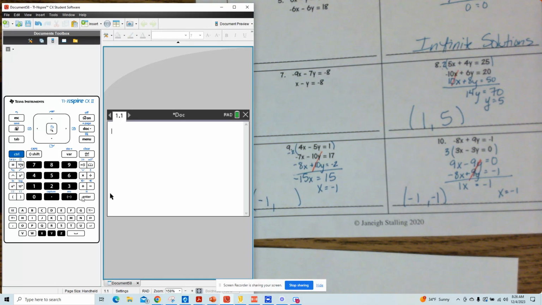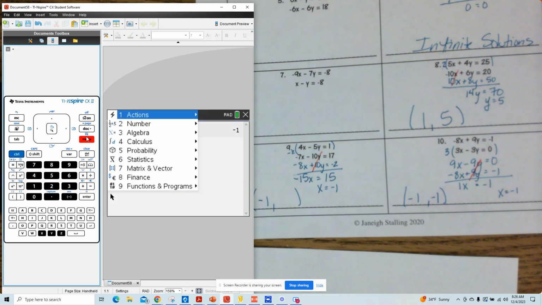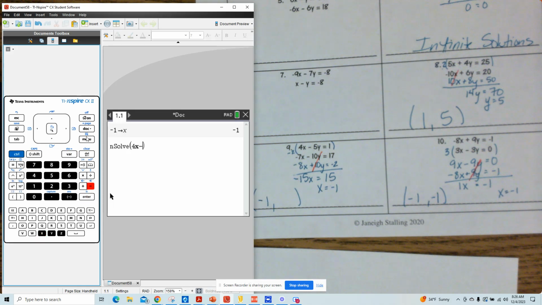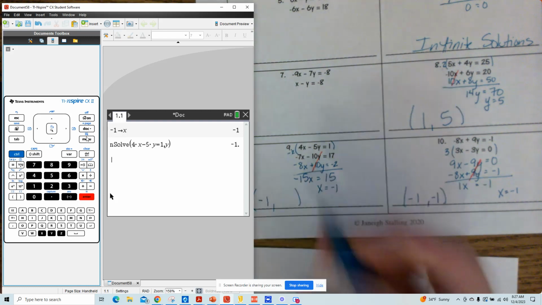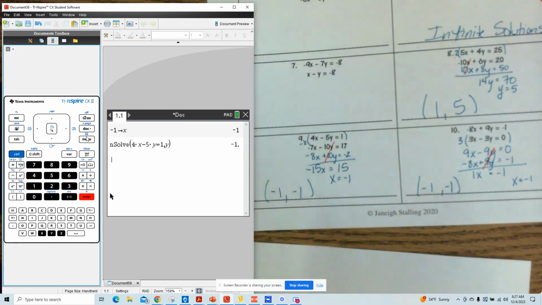All right. So negative 1, control var x, and then menu 3-1, 4x minus 5y equals 1, comma y. Right? That is right. Negative 1. So same number, different signs is what you're trying to get to.